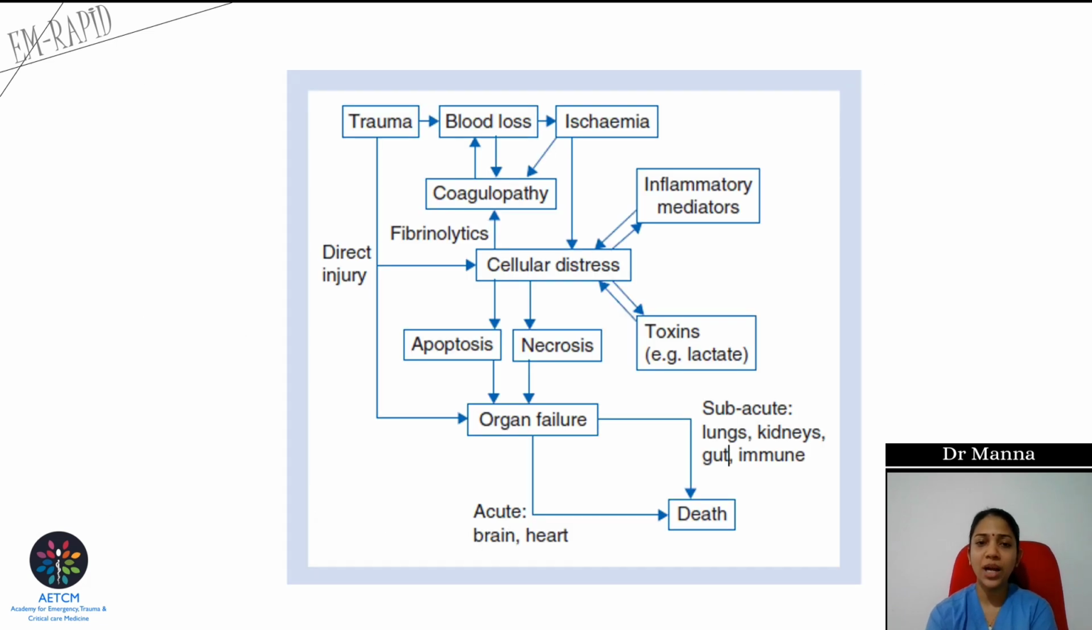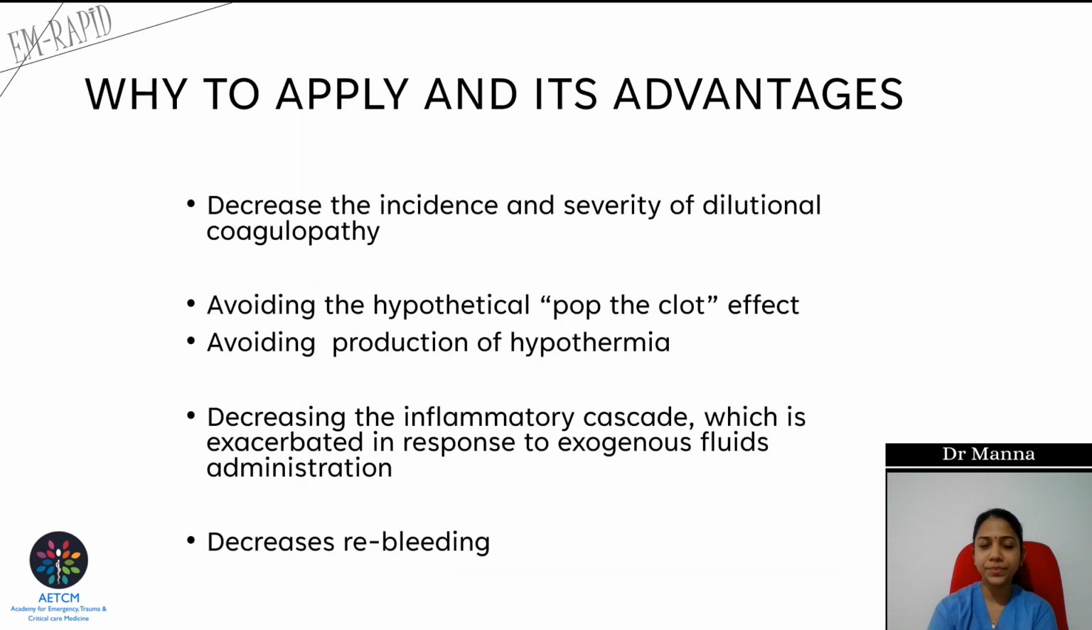In trauma, because of blood loss, there can be ischemia to the organs, and because of blood loss, there can be coagulopathy also. And in trauma, there can be direct injury to the cell, causing cellular distress. Because of cellular distress, some inflammatory mediators and toxins will get produced. That can cause apoptosis of the cells and necrosis of the organs. So ultimately, organ failure and death will happen.